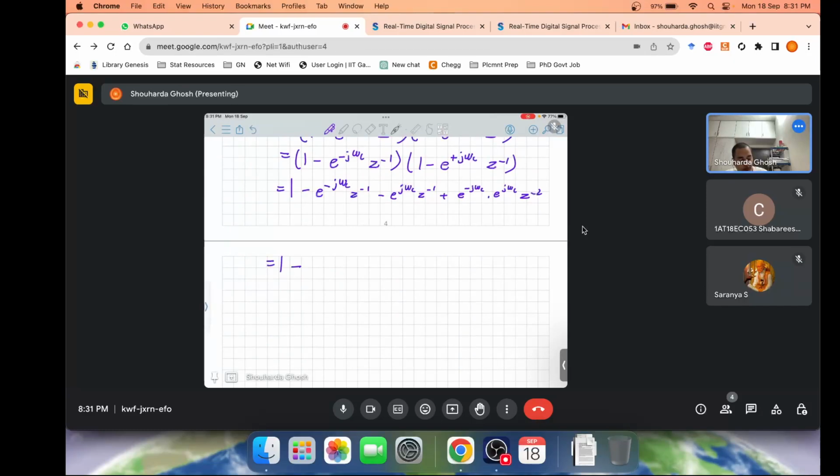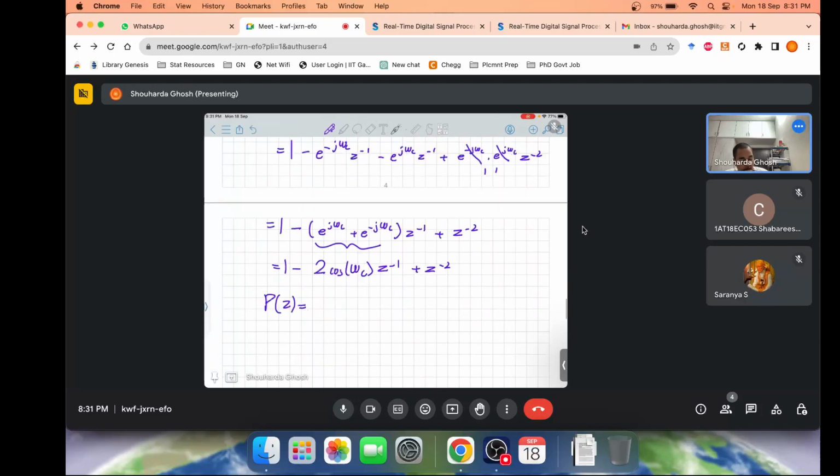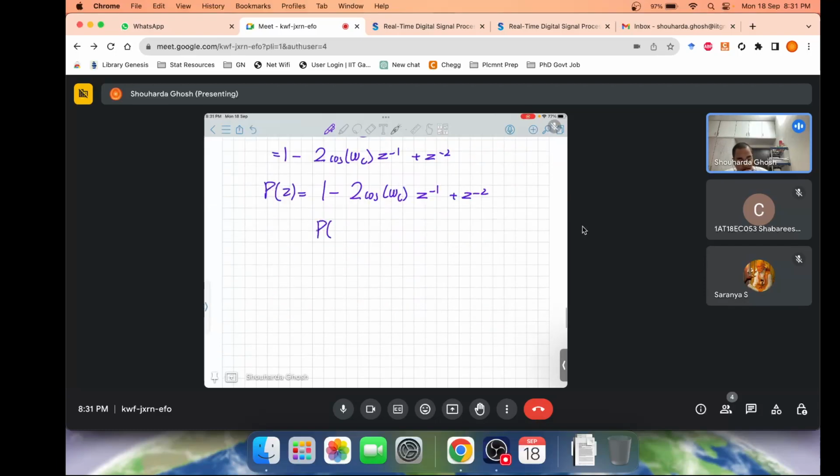Let me further group the terms. 1 minus e to the power j omega c plus e to the power minus j omega c, times z inverse, plus these two cancel each other, I guess, z to the power minus 2. Now look at this term, what is it? e to the power jx plus e to the power minus jx. Okay, so it's 1 minus 2 cos omega c z inverse plus z to the power minus 2. Okay, look at this once again. P of z is 1 minus 2 cos omega c z inverse plus z to the power minus 2. Fine. Now P of z times s of z was 0, isn't it?